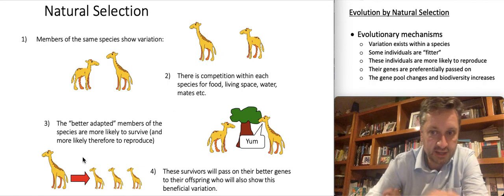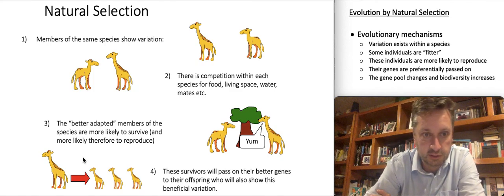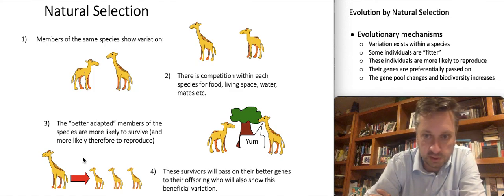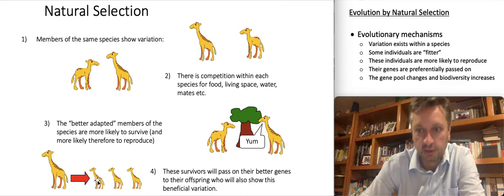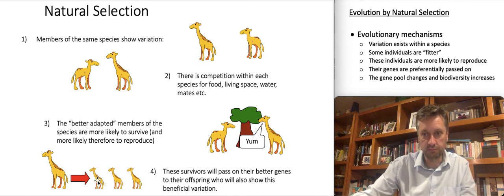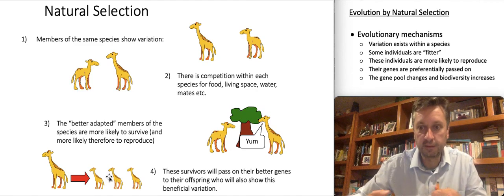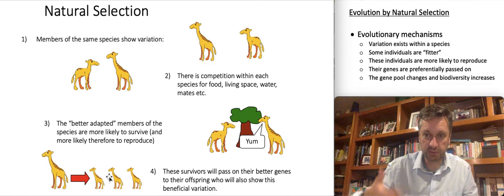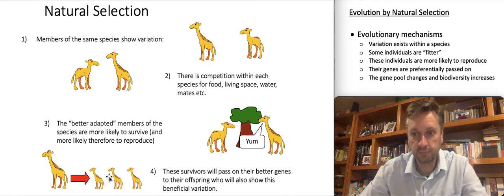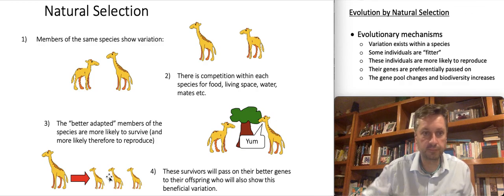Number 3, the better adapted, or the fitter, I hesitate to use that word, members of the species are more likely to survive and have offspring. Because their genes are passed to their own offspring, their offspring are much more likely to have longer necks than before. Those genes spread throughout the gene pool of that species, and therefore the species over time changes, and we get this increasing idea of biodiversity.